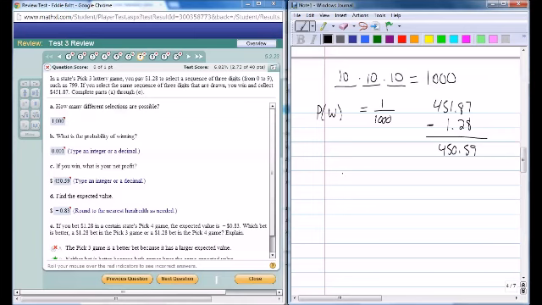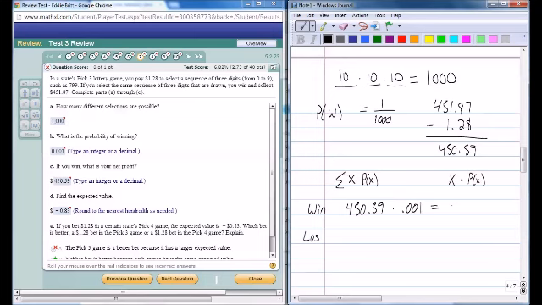Alright, the expected value. The formula for the expected value is the sum of x times p of x. Now we have two different cases. Either we're going to win or we're going to lose. Alright, if we win, what are we winning? We win $450.59. And what is the probability of us winning? That would be 1 out of 1,000, or 0.001. Alright, so we can figure out our x times p of x by simply multiplying those two together.